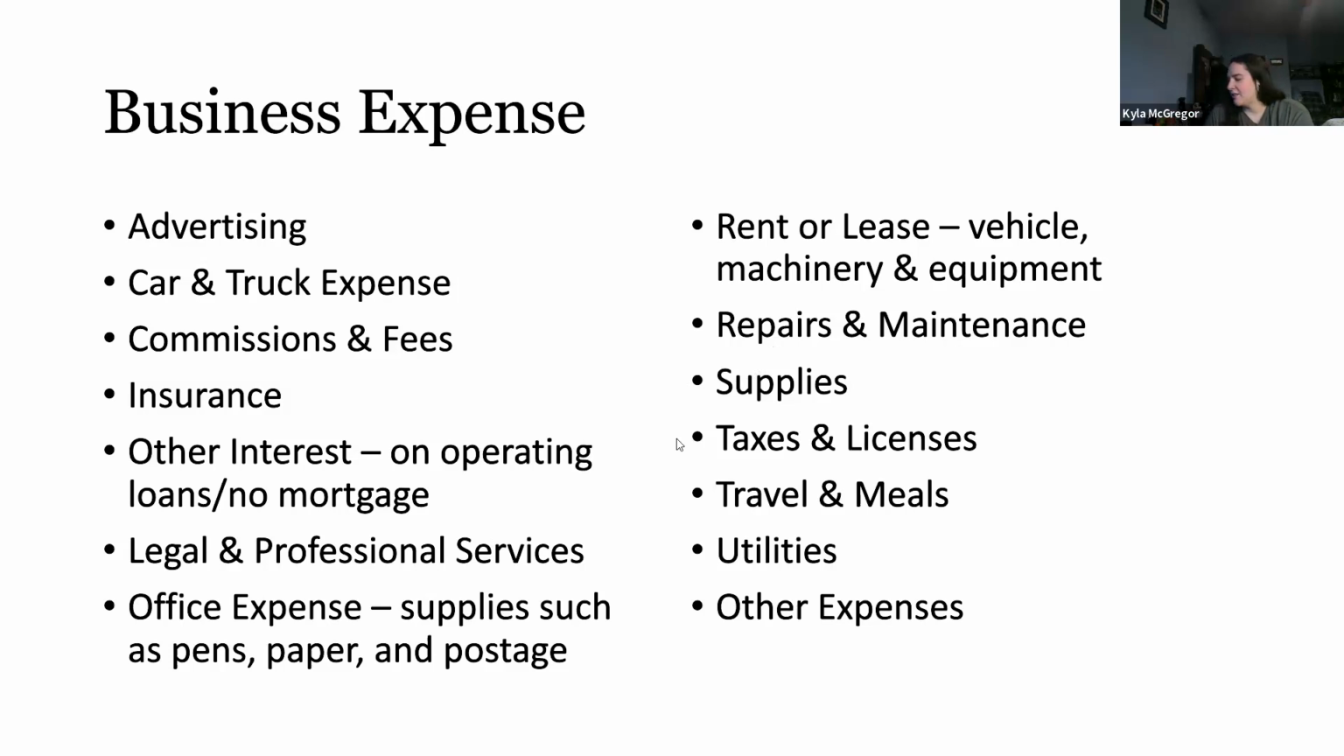Taxes and licenses. So if they have to get licensed for something, or if they have to pay some sort of extra tax for something. Travel and meals. They did change the meals back to 50%. It had been 100% the last couple of years, but it's back to 50% of meals. So that's one thing to note that's different this year. And then utilities, like if they have an office space and they pay utilities for that, and then there's just a catch-all of other expenses.